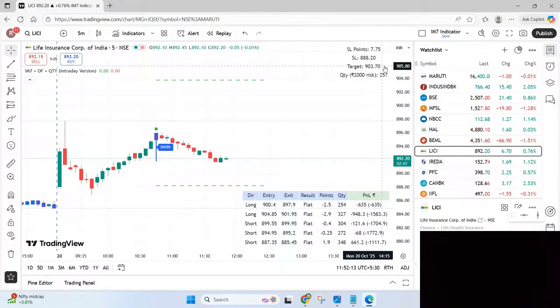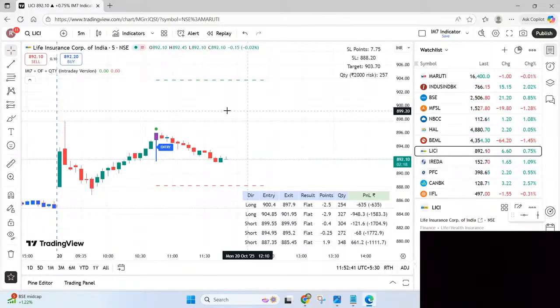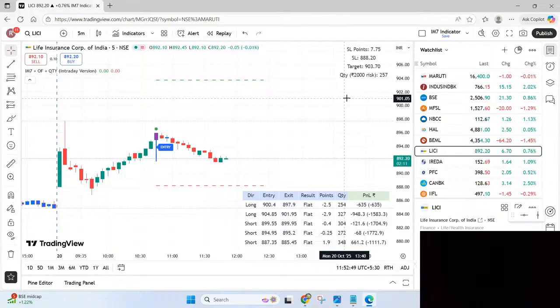This is the target. What is the target price, and for 2000 rupees of risk, how many quantity should be taken? That is around 257. This will change for each and every trade, for each and every instrument based on its value. But the risk, for this study purpose, we have fixed at around 2000 per trade. And it's a 1:1 risk reward setup.